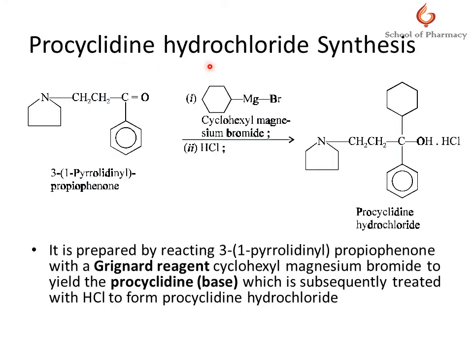This is the synthesis of procyclidine hydrochloride. It is prepared by reacting 3-pyrrolidinyl propiophenone with a Grignard reagent, cyclohexyl magnesium bromide, and that yields procyclidine, which is further treated with HCl to form procyclidine hydrochloride.